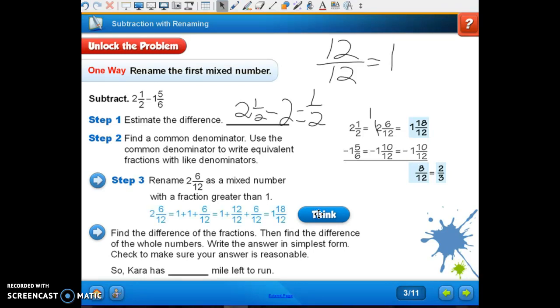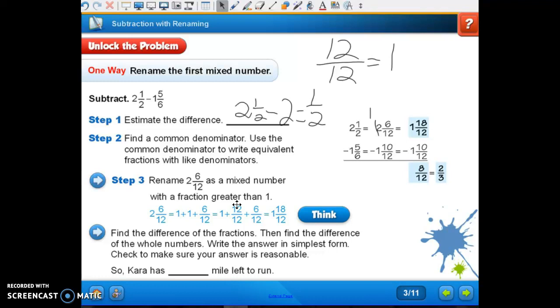Here's how they broke it down to show you making that 1. So they split their 2 into 1 plus 1. And then they have the 6/12. Then in the next step, they take this second 1 and they make it into 12/12 so that you get 1 and 18/12. Anybody have any questions on that?